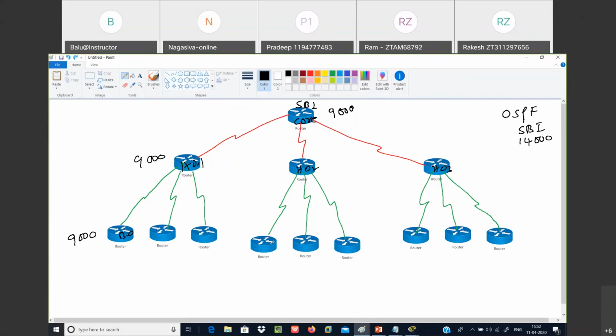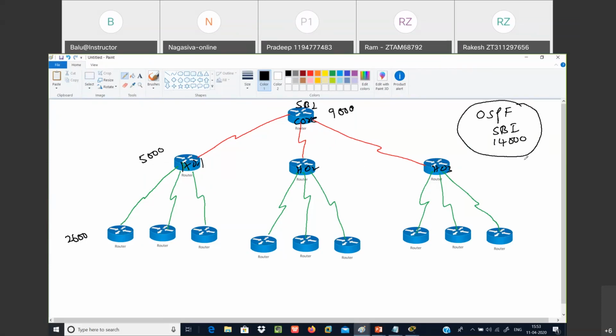But what is the hierarchy design? Head office 5,000, branch office 26,000, and core 9,000. If you maintain it like this, what is the problem? Your branch routers are running out of memory. The routing table is too big. That is the reason.